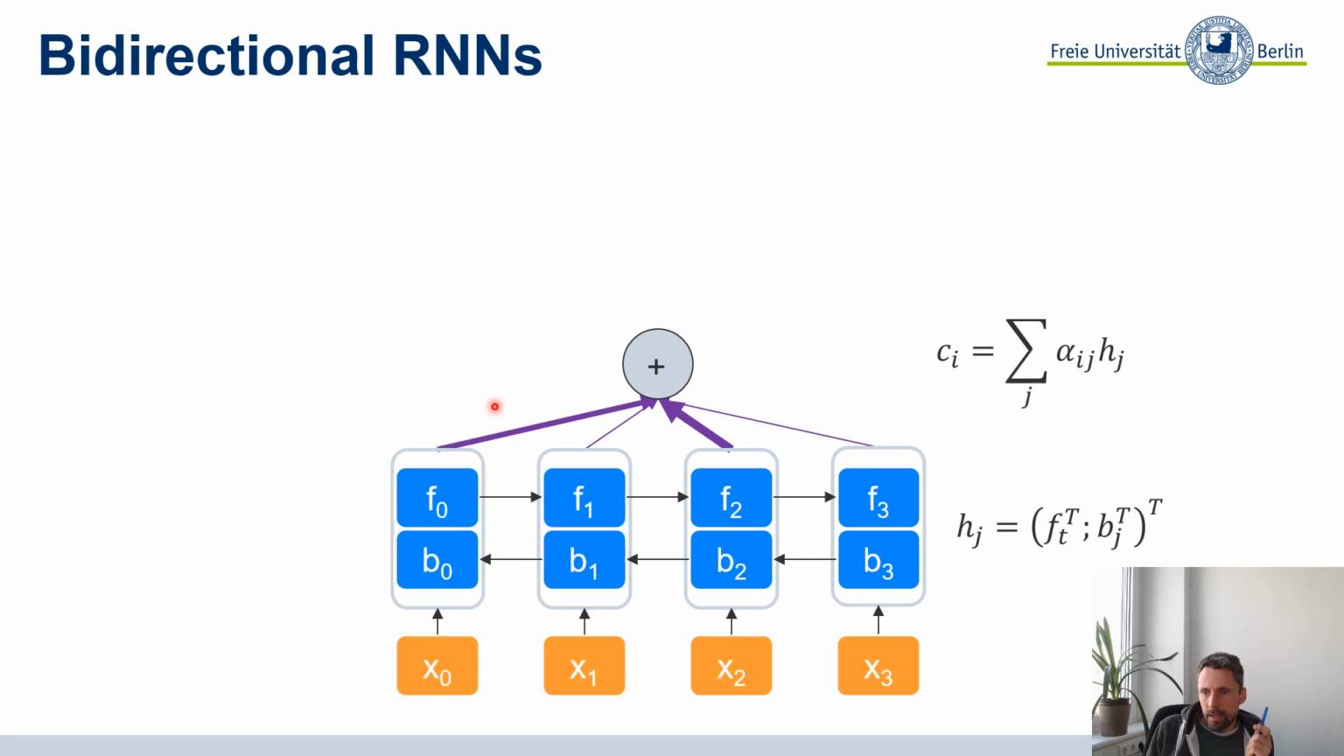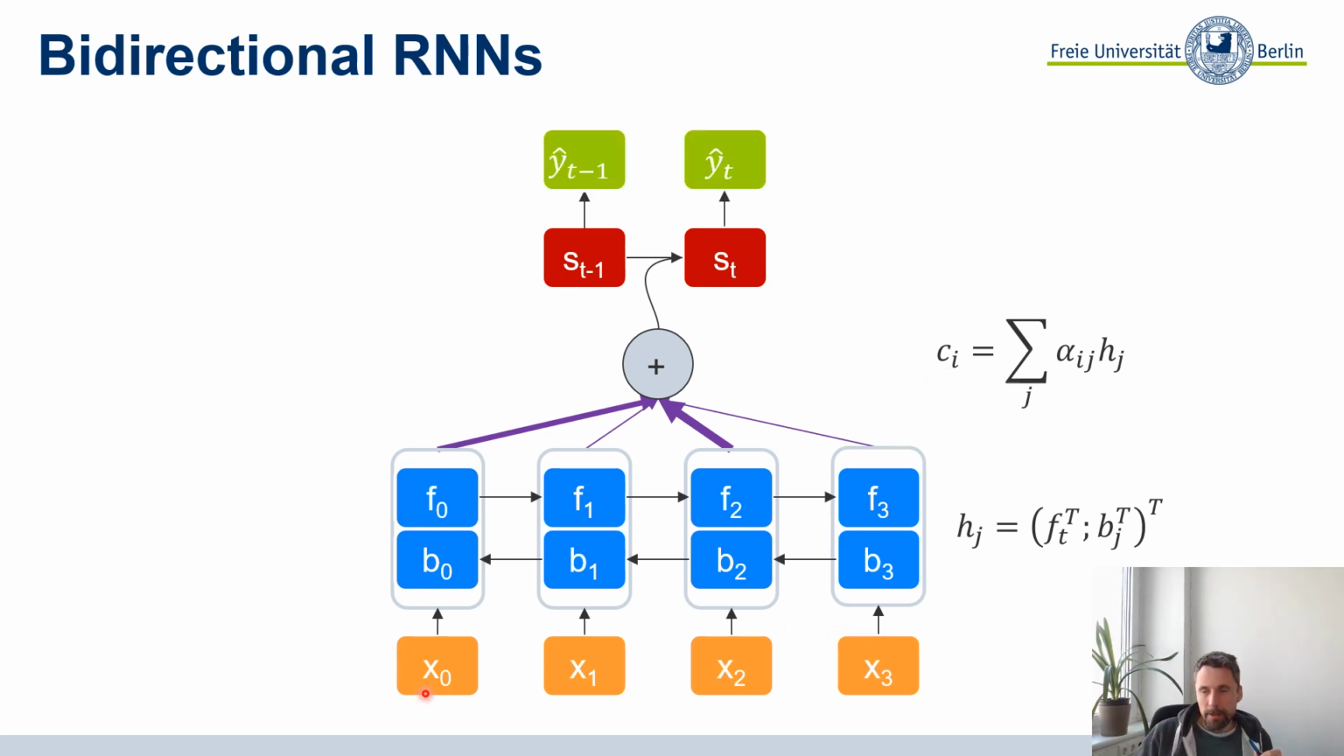Now, this vector c is then passed up to the decoder, which is an RNN again that sees the state of the last time step and this intermediary representation of the input sequence, and then generates those outputs.